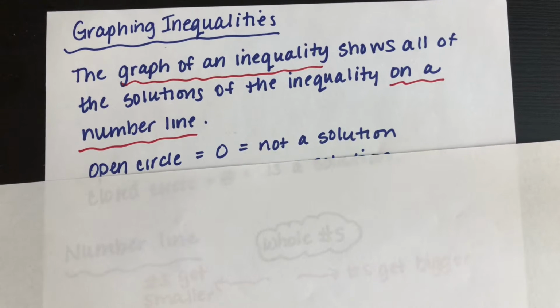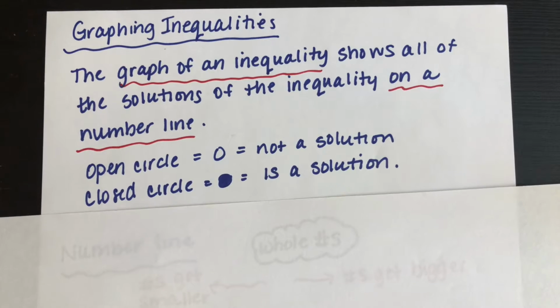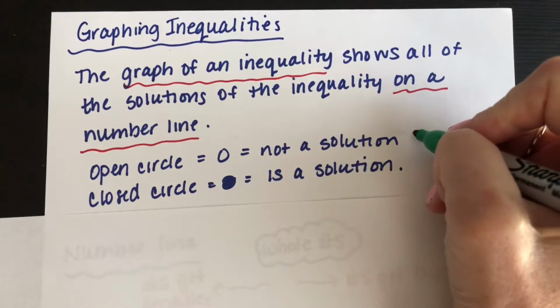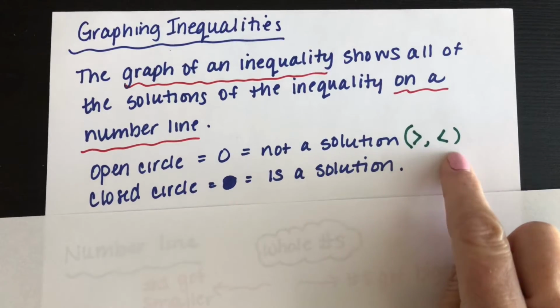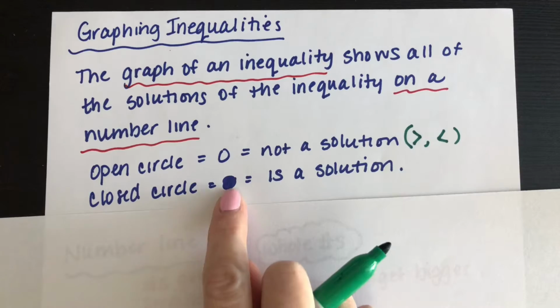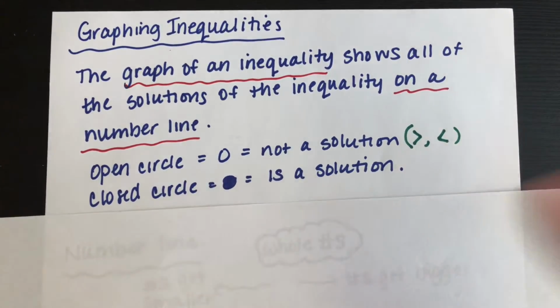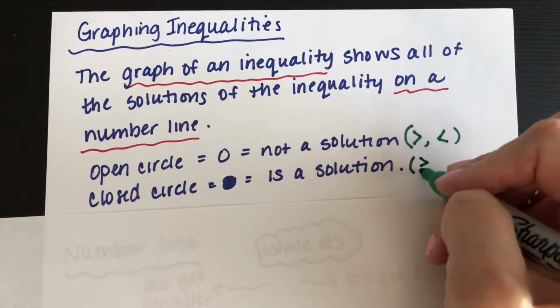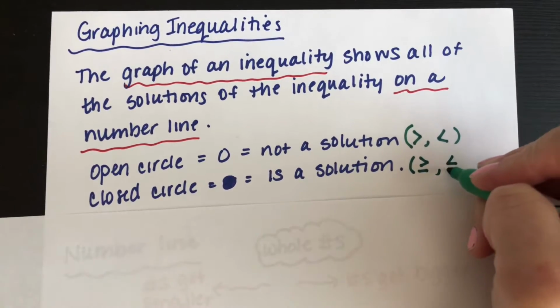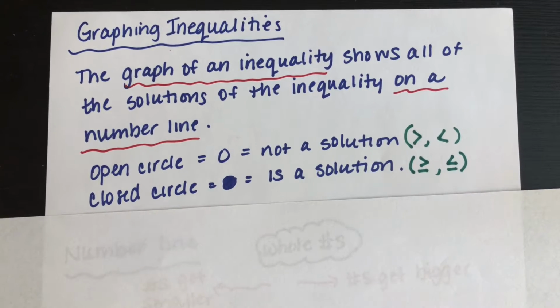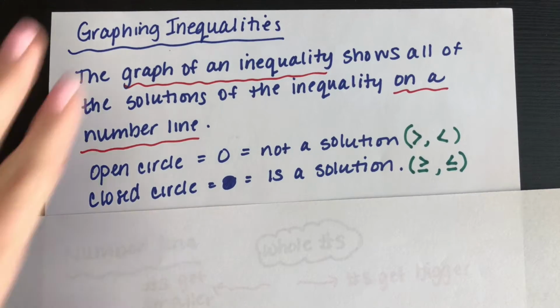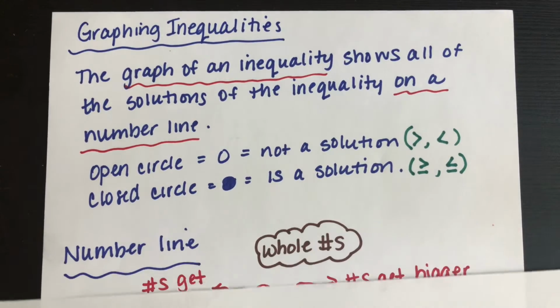The other day we talked about open circles and closed circles. An open circle means it's not a solution, and on our chart we showed the greater than or less than symbols. A closed circle, which is shaded in, is a solution, which means if something is greater than or equal to, or less than or equal to, it is a solution. This will make more sense in a few minutes as we go on. But before we explain all of this, let's remember what a number line is.